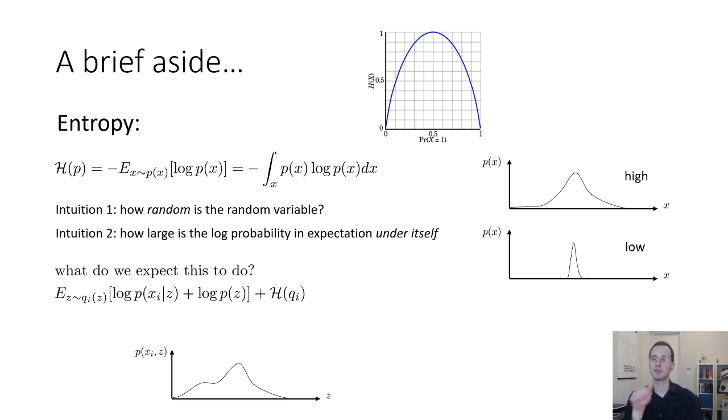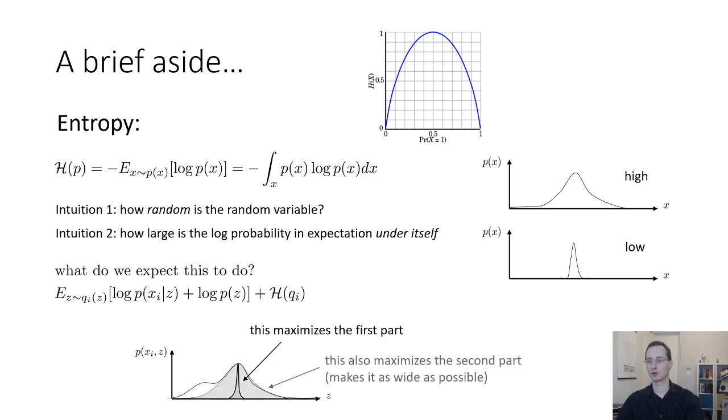P of xi given z times p of z is just p of xi comma z, so we could plot that where z is on the x-axis and the probability is on the y-axis. If we just had the first term, we would basically just have a distribution Qi that puts a lot of probability mass on the largest point. But because we're also trying to maximize the entropy of Qi, we're going to try to make it as broad as possible. So what that means is that we'll capture the point with the largest probability under P, but we'll also make the resulting distribution Q as broad as we can, so that it covers as much probability mass as possible and has the highest entropy.